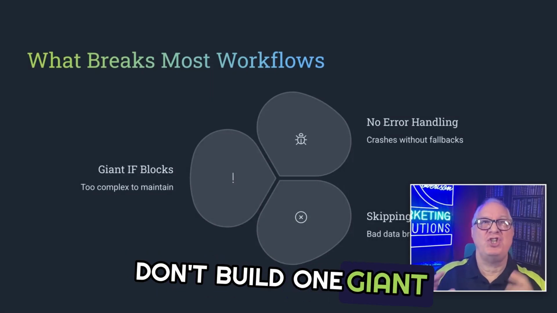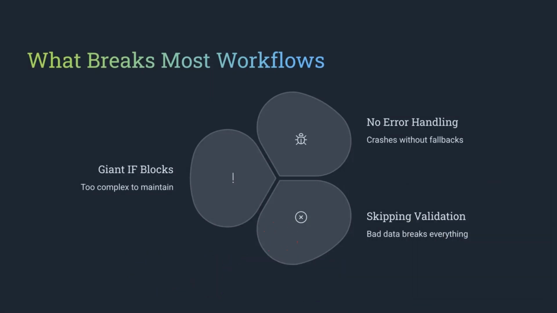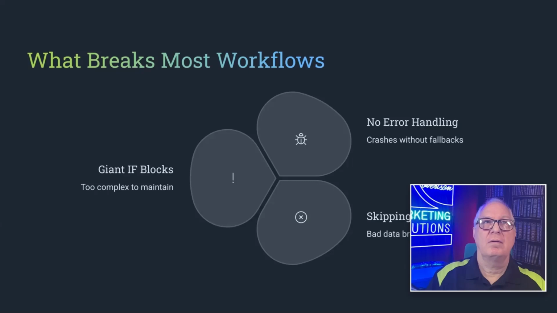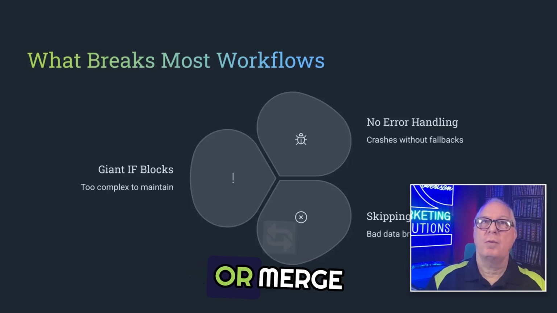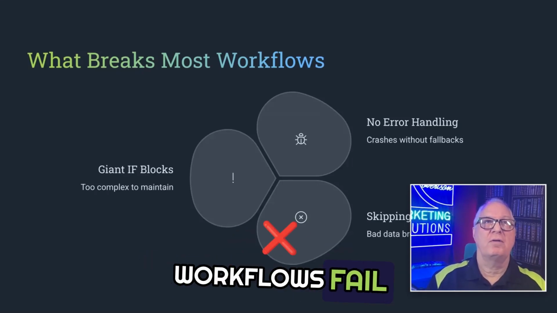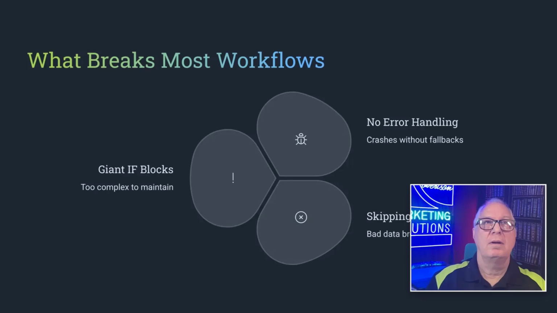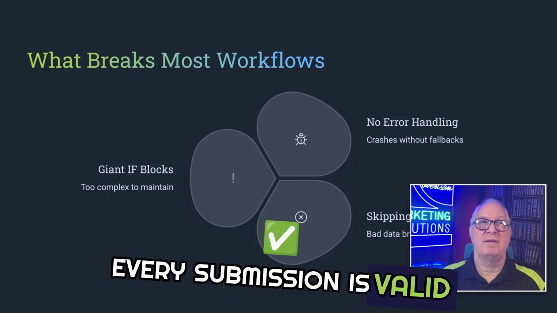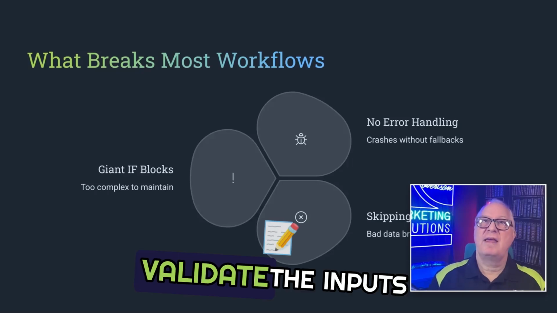Don't build one giant if block. Split decisions clearly. Always reset your logic path after switch or merge. Add error triggers. This is where most workflows fail. Never assume every submission is valid. Validate the inputs.